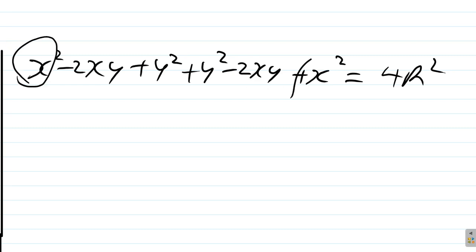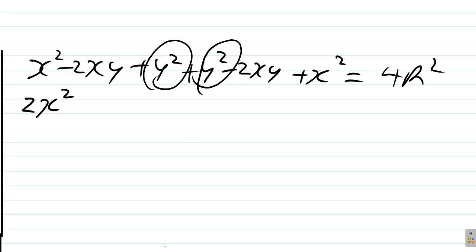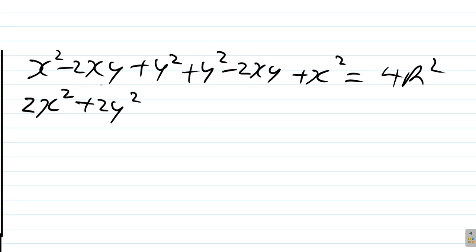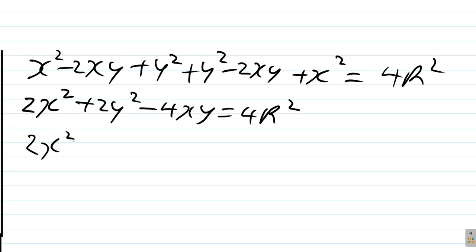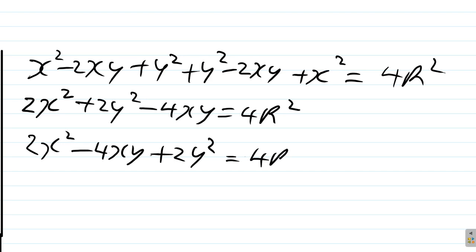We have x squared plus x squared, that's 2x squared. What about the y squared? Y squared plus y squared, that's 2y squared. Negative 2xy minus 2xy, that's going to be minus 4xy, right, is equal to 4r squared. Alright, so let's rewrite this: 2x squared minus 4xy plus 2y squared equals 4r squared.